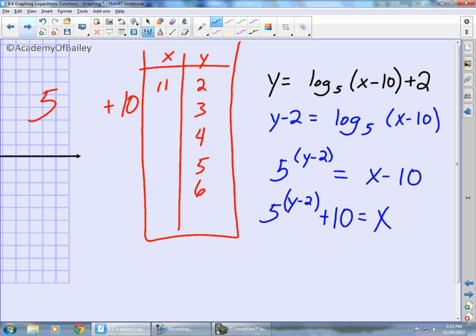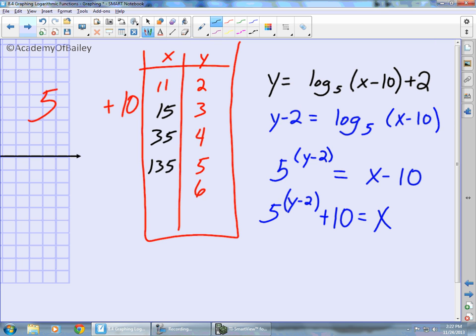Now we're choosing 3. 3 minus 2 is 1. 5 to the first power is 5. So we have 15. And we're going to have 4. 4 minus 2 is 2. 5 squared then is 25. And plug a 5 in there. Ooh, 5 minus 2 is 3. 5 cubed is 125. Add 10 to it, 135.